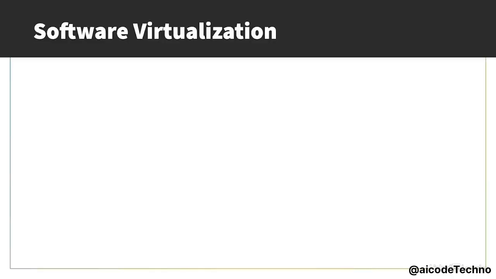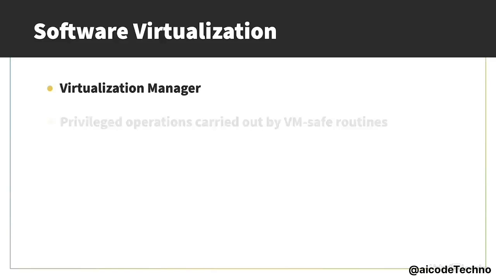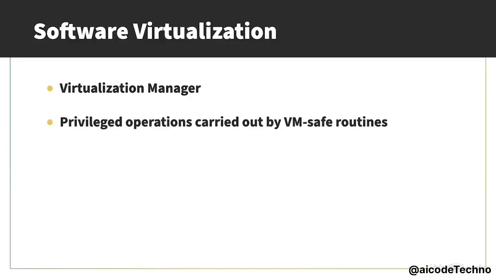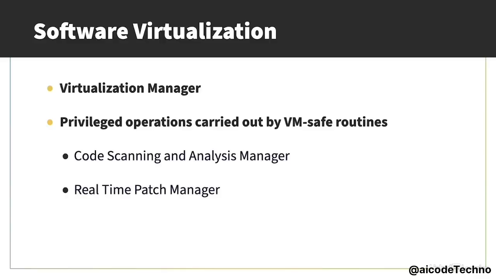Software virtualization is another approach that can be used. In this approach, the virtualization manager operates as a standard application on top of a host operating system. To do this, any privileged operations within the operating system must be carried out by a VM-safe routine in hypervisor memory. This is achieved by a module in VirtualBox called the Code Scanning and Analysis Manager, working in conjunction with a real-time patch manager which identifies and replaces unsafe code with safe code routines.